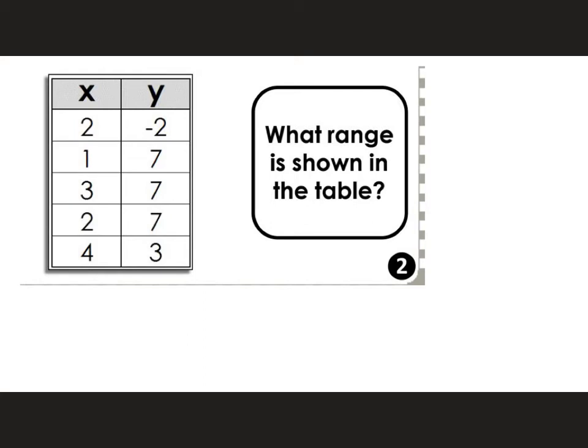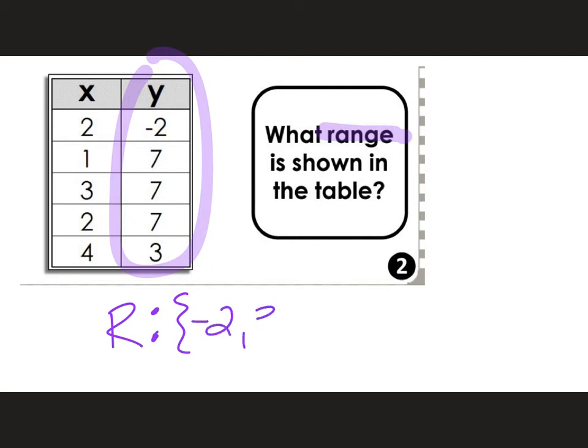All right, so here we are looking for range, and our range values are here. So when we go to write our range, we start with an R for range, colon, bracket, or squiggly line in my case, and we list them in order again from least to greatest with no repeats. So -2, 3, and then 7.